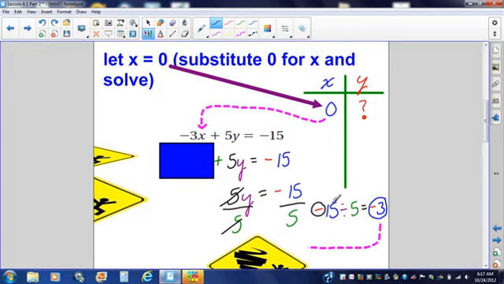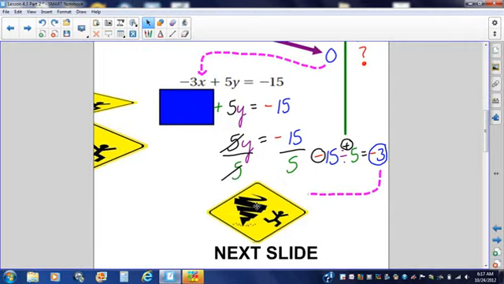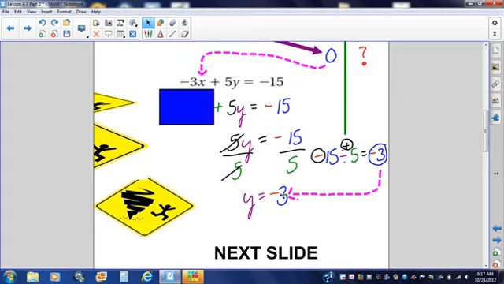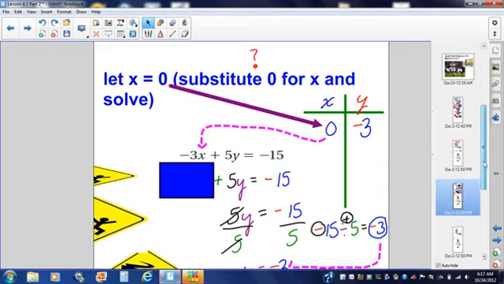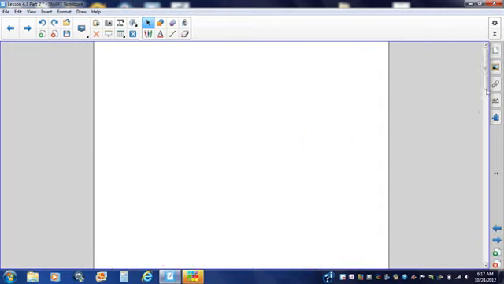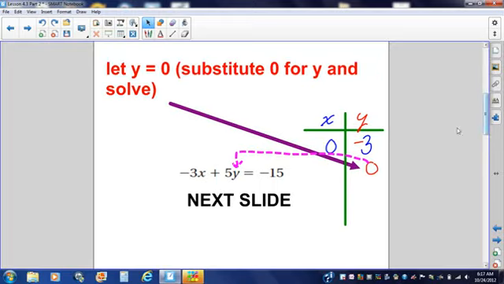Remember, if the bad guy is coming to town, everybody is sad. So I now have y equals negative 3. I'm going to take that negative 3 and I'm going to put it up here in my chart. And I'm going to take out the question mark. Now, in your chart, I would like you to put 0 for y, and I want you to put a question mark over here underneath x.